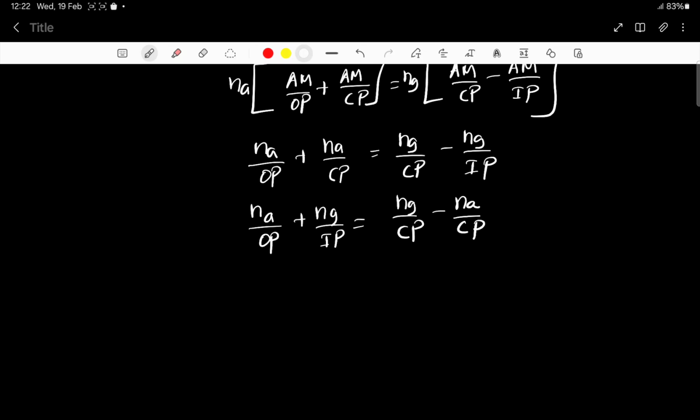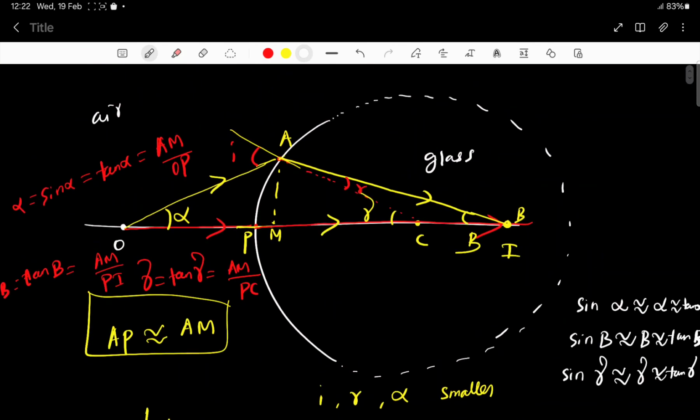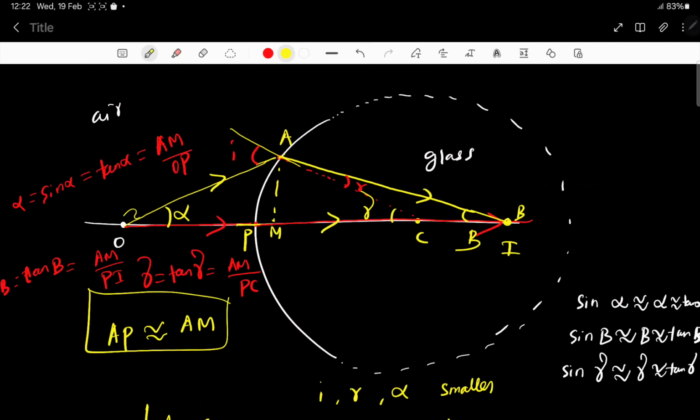So far the OP, IP, CP are merely distances, but here I am going to introduce the sign conventions. Here we place the object. From the object towards the refracting surface, the light rays propagate in this direction. So it is the incident ray direction. Along this direction, if I measure any horizontal distances from the pole, it should be positive. If I measure any horizontal distance opposite to the incident ray, it should be negative. So OP is the object distance, and OP should be equal to minus u.